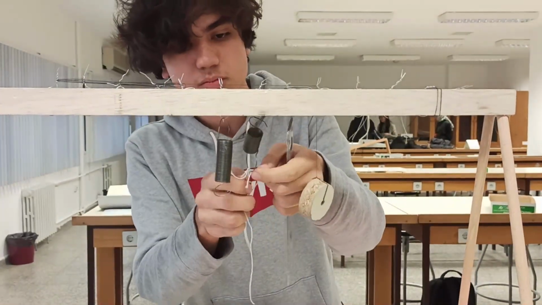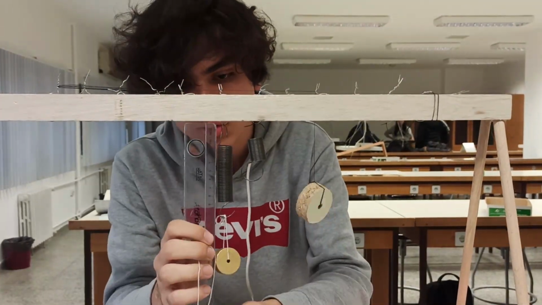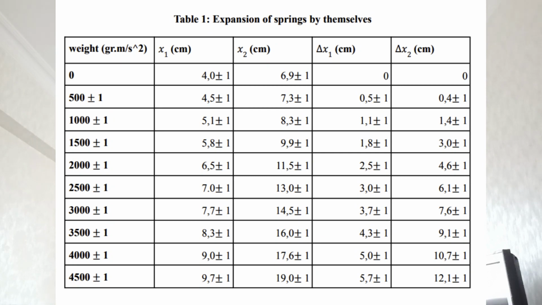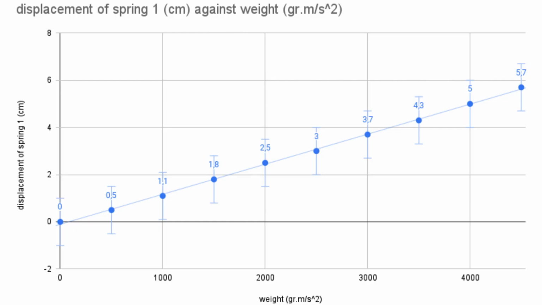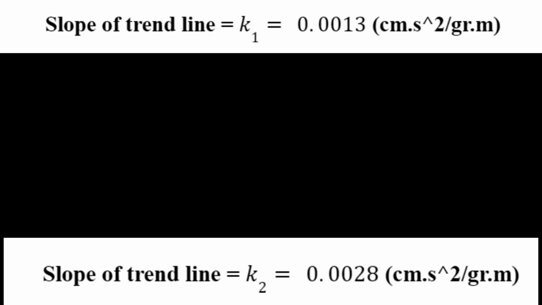I do this again for the second spring, and I use the data to create a table, which I then turn into two graphs. Using these graphs, I can find the spring constants of the two springs by finding the slope of the trend line.